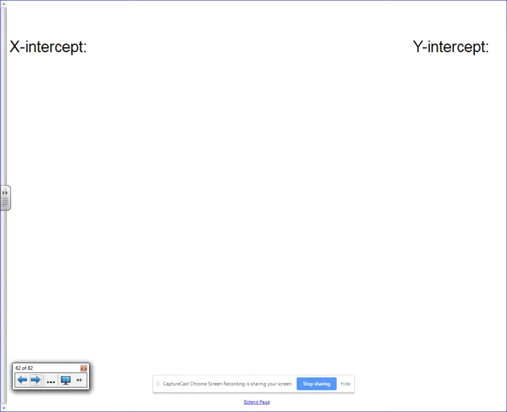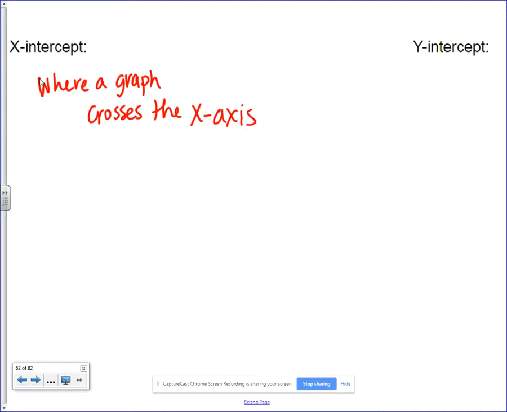An x-intercept is where a graph crosses the x-axis. Where a graph crosses the x-axis. Guys, which one is the x-axis? The horizontal one. That's the x-axis. So then I'm pretty sure you probably can tell me the definition of the y-intercept.